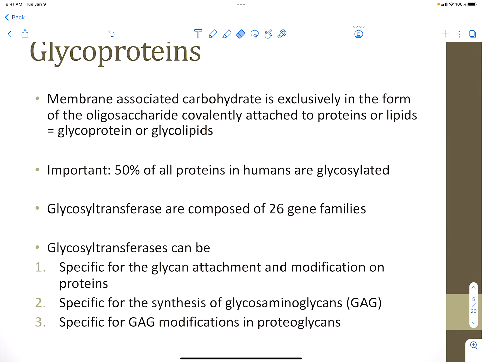Now, about 50% of all proteins are going to have glycosylation associated with them. We're going to have glycosyltransferases that are going to be important. There are many families of glycosyltransferases. Again, they're going to be specific for that sugar and the protein modification. So it's a combination. Remember, all enzymes need to bring substrates together. That's their purpose. Glycosyltransferases are going to be important in the synthesis of our glycosaminoglycans, or GAGs. And they're also going to be important for modification in our proteoglycans.